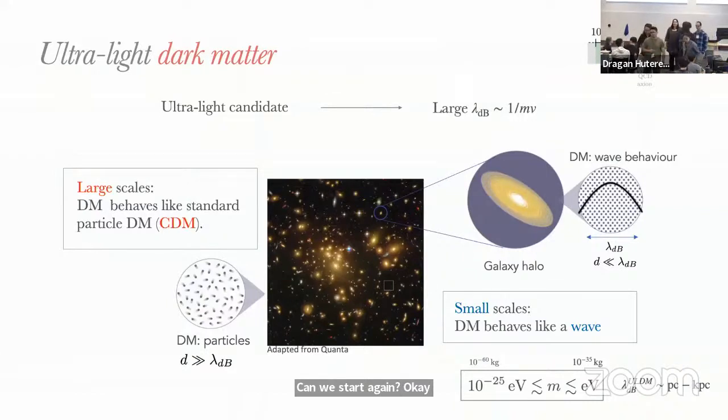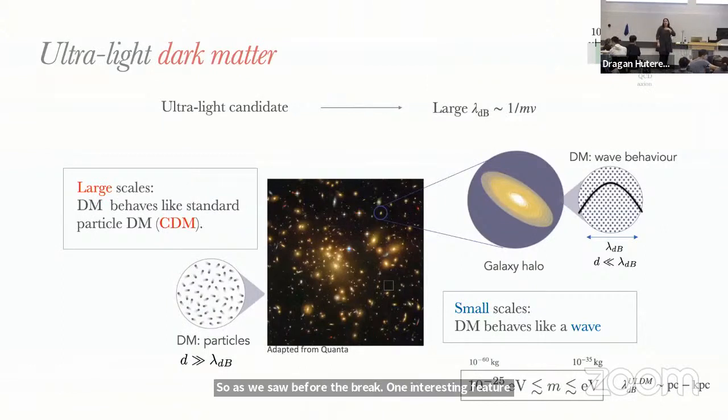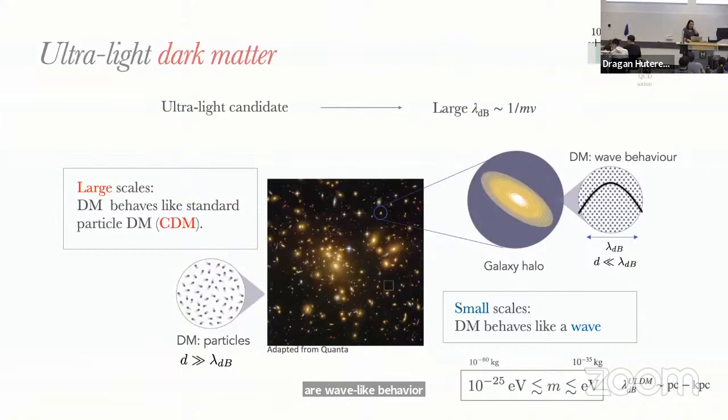Okay, so let's go back to ultralight dark matter. As we saw before the break, one interesting feature of this model, and why I call it wave dark matter, although it's a particle, but a particle that has a large de Broglie wavelength, is that you have this undulatory or wave-like behavior on macroscopic scales, scales of the order of the size of the halo.